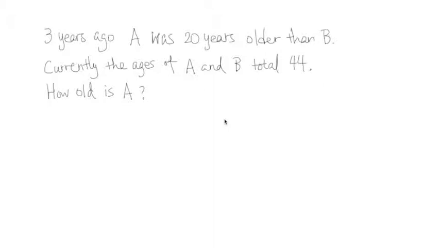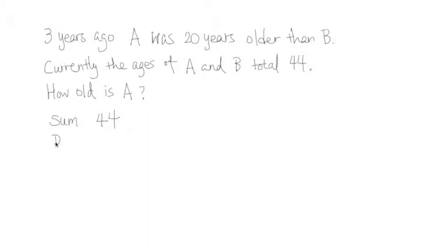So now we look at another example. Here, 3 years ago, we have two persons, A and B. A was 20 years older than B. Now currently, the ages of A and B add up to be 44. The question is, how old is A? So in this problem, the solution will be using the sum and difference method. In this case, it's clear we are given the sum because currently A and B add up to be 44 years old. So the sum is 44.